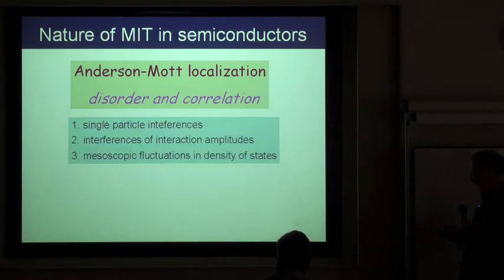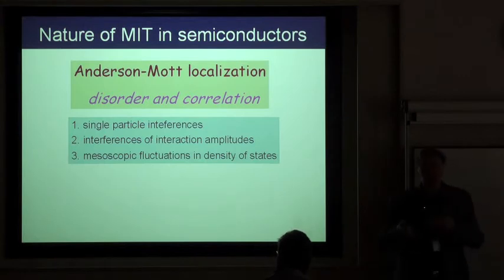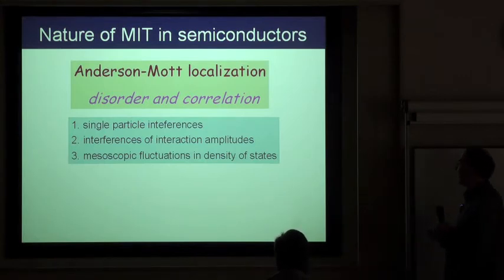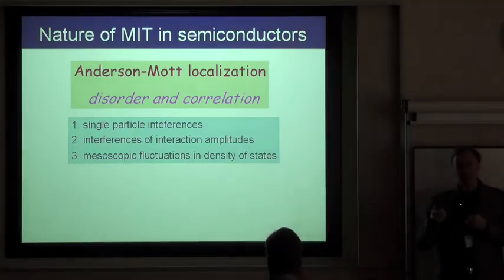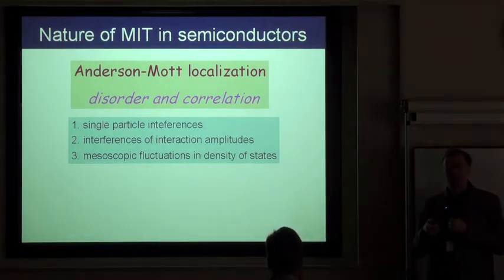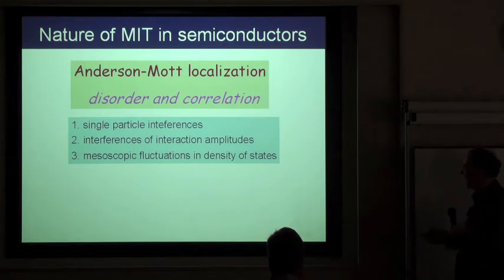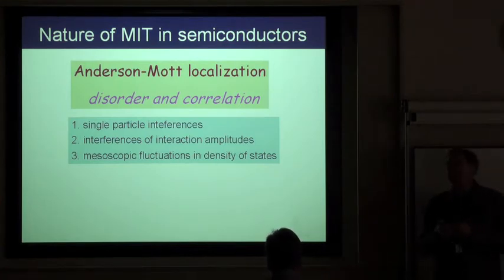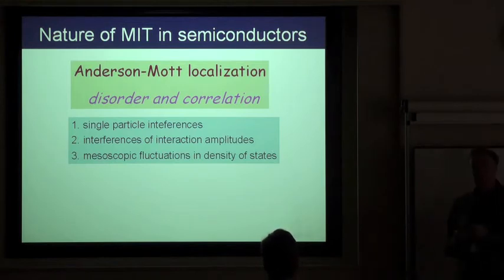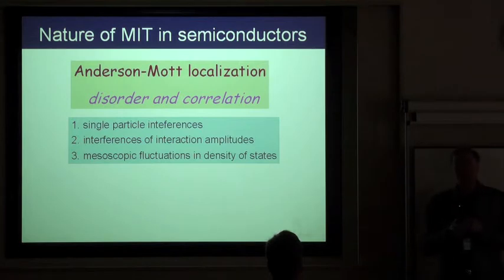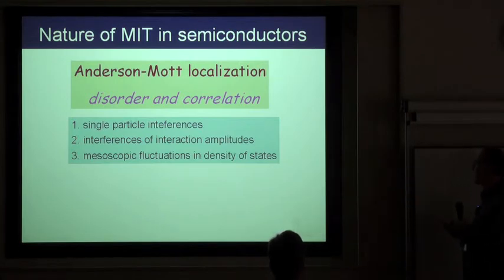And this was very strongly studied in the 80s, and in some cases is well understood. Okay, so we said that disorder is important, correlation is important, but what is going on more precisely? We have to take into account quantum interference. Remember, Anderson's paper was on the absence of quantum diffusion. So quantum effects like quantum interference are still important. As far as correlation is concerned, we have to take into account interference of interaction amplitudes induced by the presence of disorder.